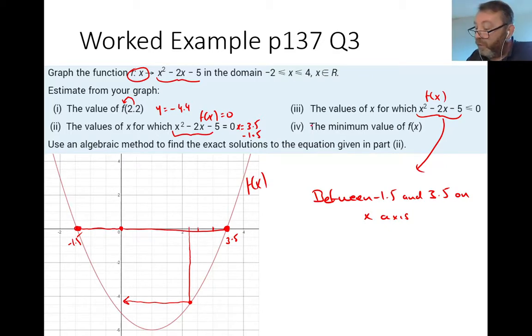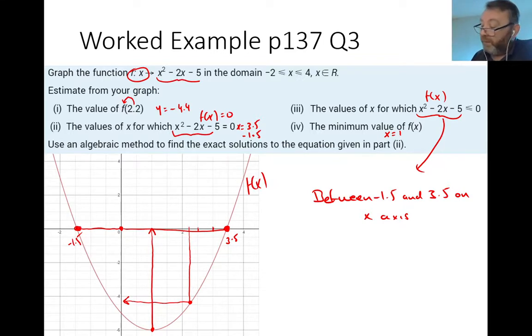And finally then, part 4, the minimum value of f of x, the minimum value of the curve, the lowest point on the curve. Well, the lowest point on the curve is there, right? The lowest point in the curve is down here, and they want the values of x. So you go to the lowest point, which is there, and then you simply draw up to the x value. So go to the lowest point, draw up, and you'll notice exactly that part 4, the answer is x equals 1.